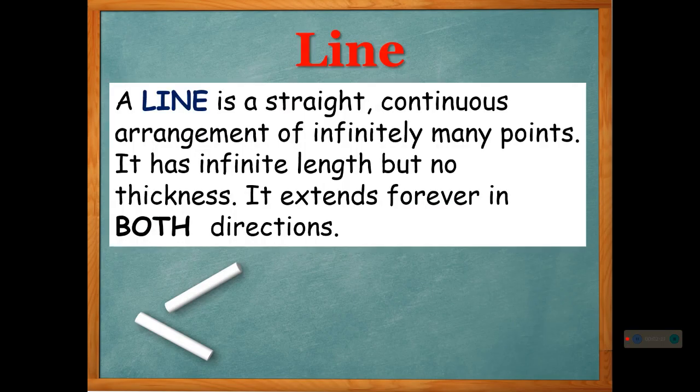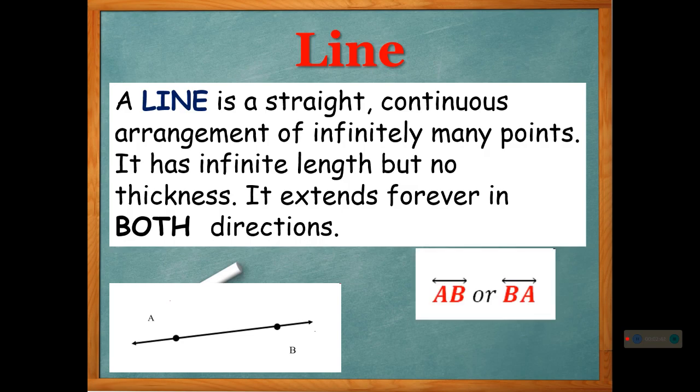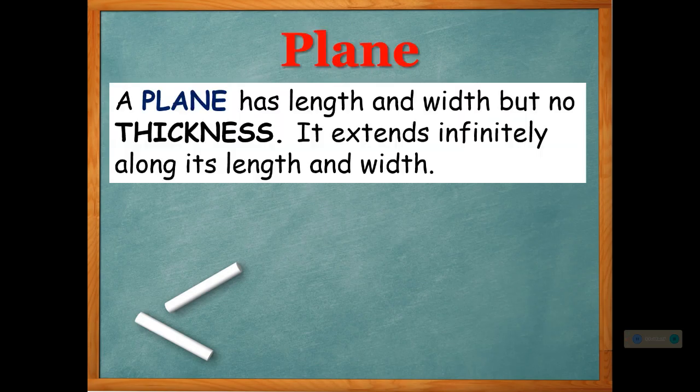Next, we have the line. A line is a straight, continuous arrangement of infinitely many points. It has infinite length but no thickness. It extends forever in both directions. Here is an example of a line: line AB or line BA.